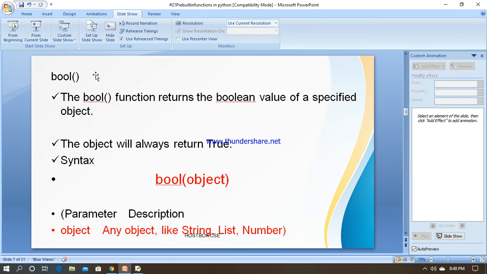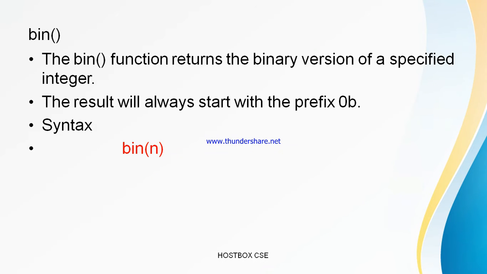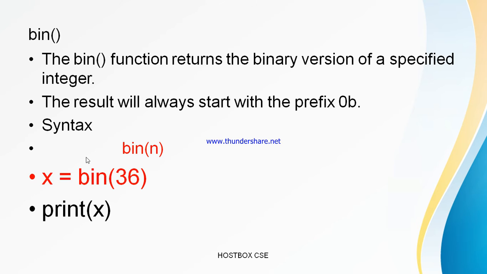Similarly, the next function is called bin, where the bin function returns the binary version of a specified integer. The result always starts with the prefix 0b, and the syntax is bin(n). It is so simple: it returns the binary version of a specified integer. The example is x equal to bin(36). The 0b will be there. Let's go for execution.